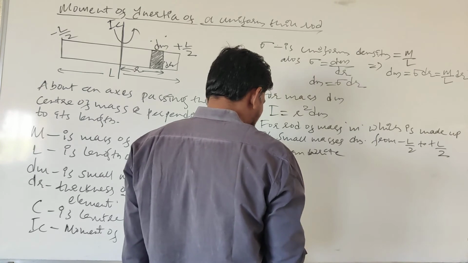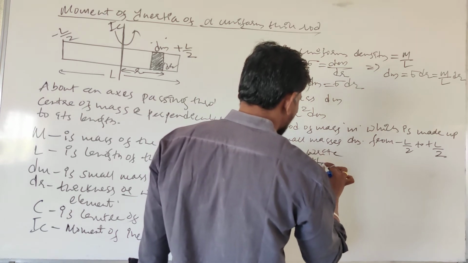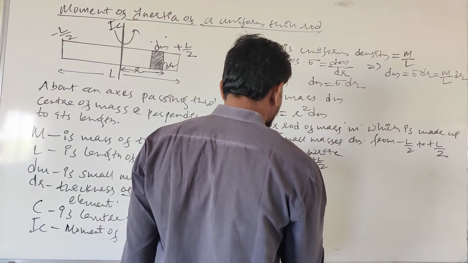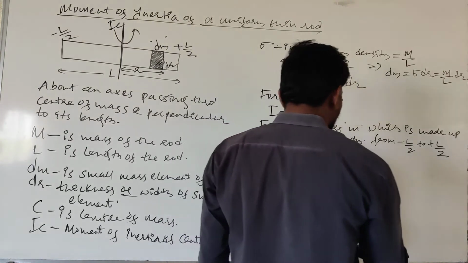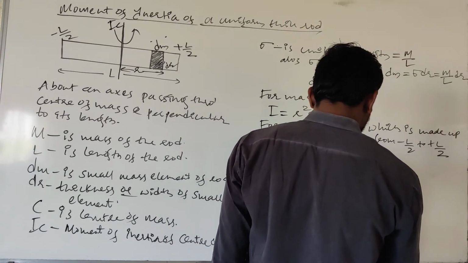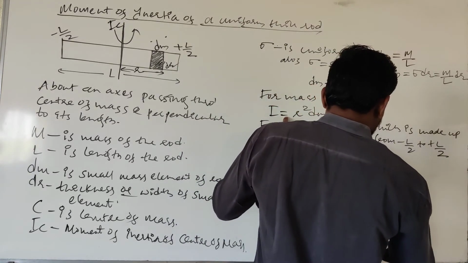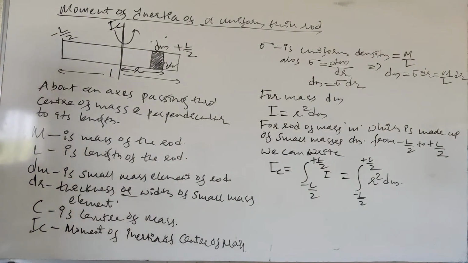So I is equal to the integration from minus L by 2 to plus L by 2. So then IC is equal to the integral of I. Now I am going to substitute the value of I here.